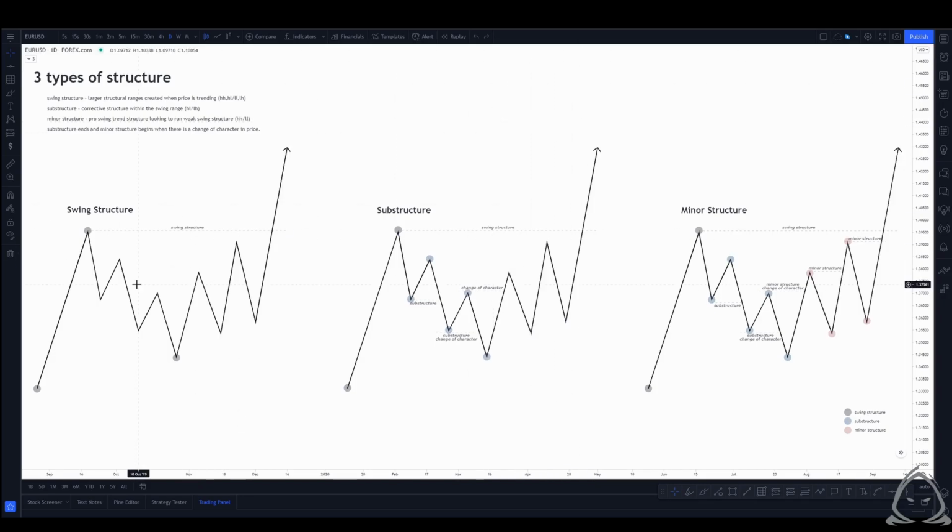So again, swing structure is going to be your key structure in identifying your overall trending market structure that you'll be following. The substructure is the counter trend structure within that swing range between, in this example, the higher high and the higher low. So the substructure is going to form our higher low in a bull trend or a lower high in a bear trend. And then finally, the minor structure is the pro swing trend structure, which is looking to run the weak swing structures, whether it be the higher high or the lower low, depending if it's a bull trend or a bear trend.